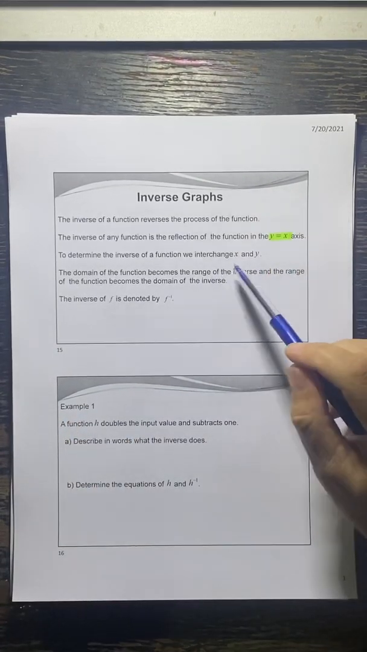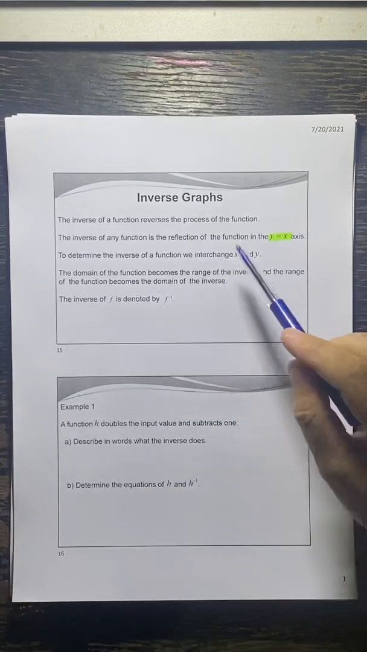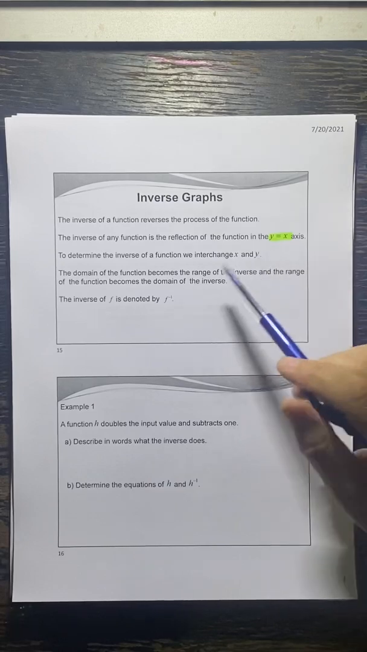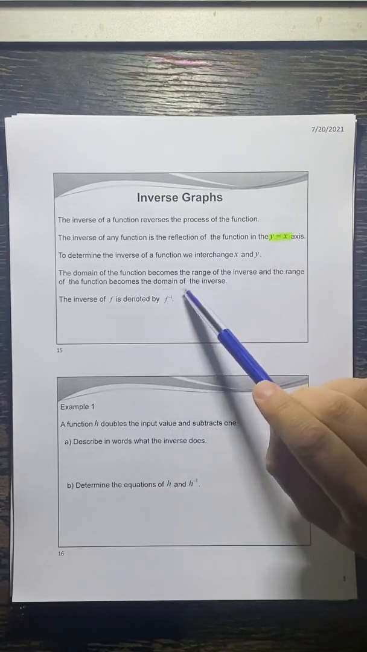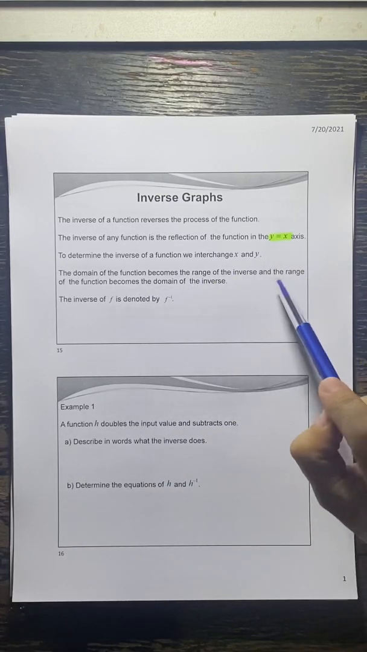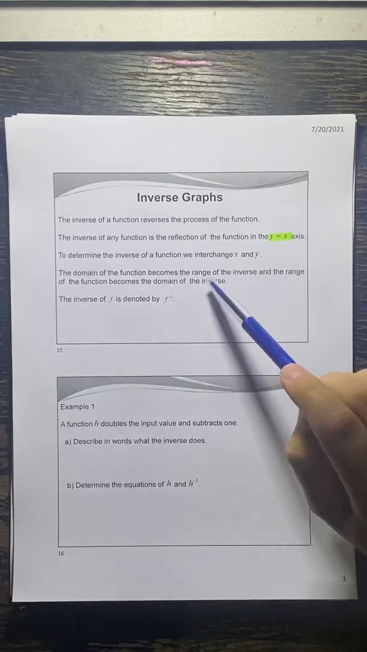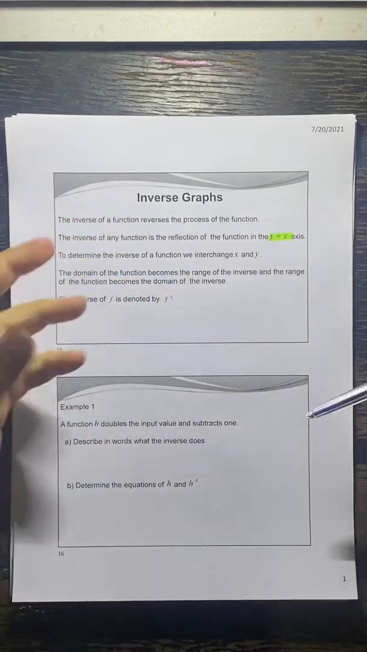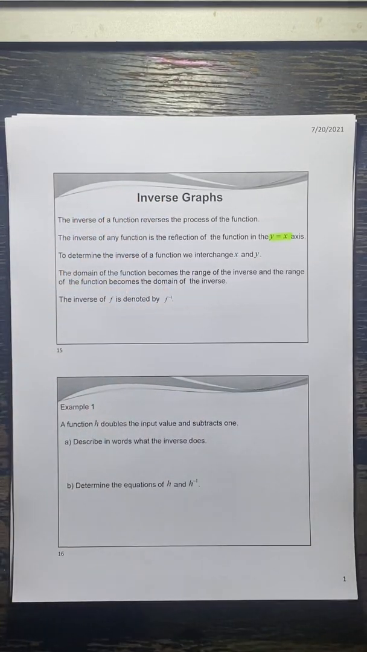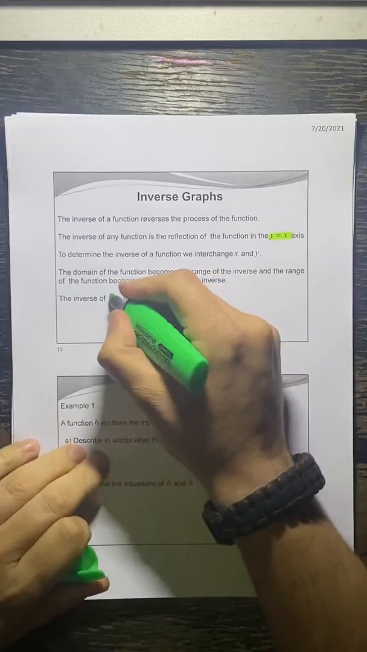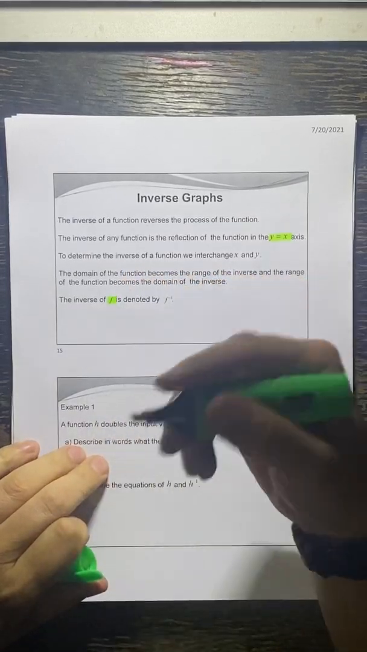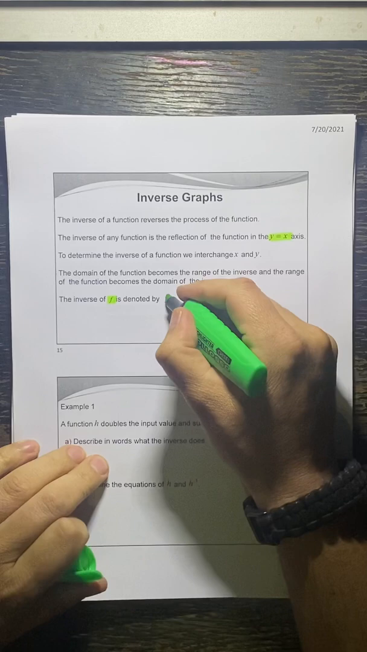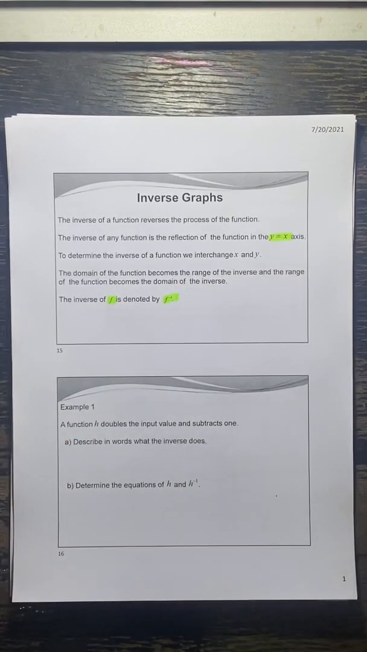Determine the inverse of a function. To determine it, we change the x and the y. And you guys will see in an example how I do that. The domain of the function becomes the range of the inverse, and the range of the function becomes the domain of the inverse. So basically, you're just swapping the x and the y, and you'll see in a second how we do that. If this f is a function, to denote the inverse, it's f to the minus 1. That's just notation.